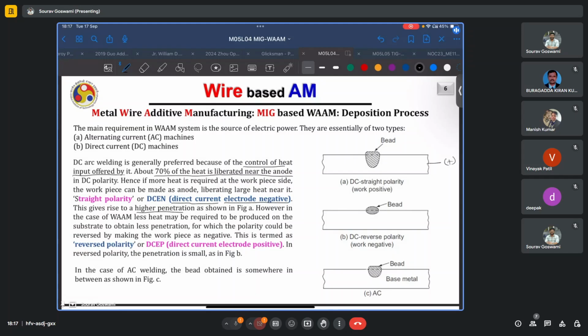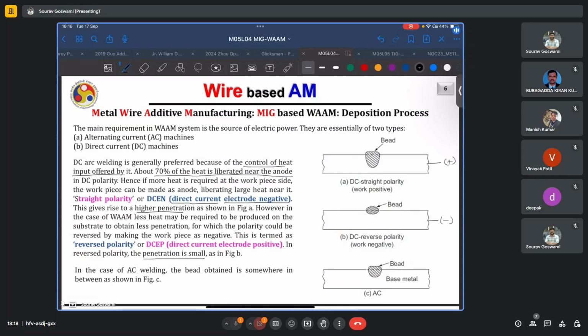If we were to reverse the polarity, that is the work is now negative, or your electrode is positive, direct current electrode positive or DCEP, in such a case, more energy is liberated at the electrode rather than at the workpiece, and thus your beads tend to be shallower. However, the amount of deposition in this case will be higher. So, say you want to deposit higher volumes per unit time, and maybe the strength is not your greatest concern, just sufficient strength of the part is enough. In such a case, you may opt for such a polarity which is DCEP. In reverse polarity, of course, the penetration is small.